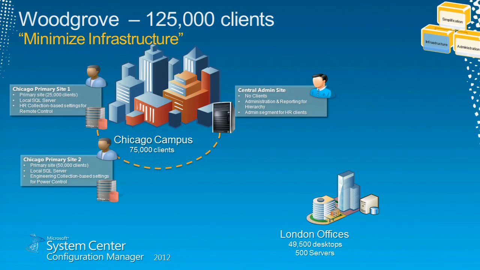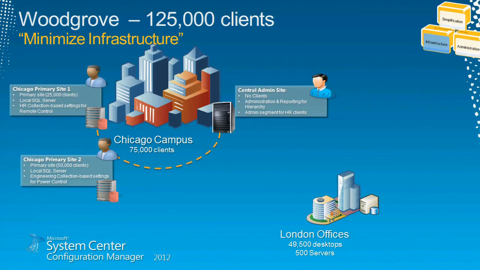I didn't create these slides, so I need to go back and ask the guy why he separated these into 2 different primary sites, because to me it's really confusing with the HR collection-based settings and the engineering collection-based settings. You don't have to do that. We'll talk about that in the upcoming slides about collection-based client settings. So that could very well be a single primary site in Chicago for those 75,000 clients and still have uniqueness for engineering and uniqueness for human resources.